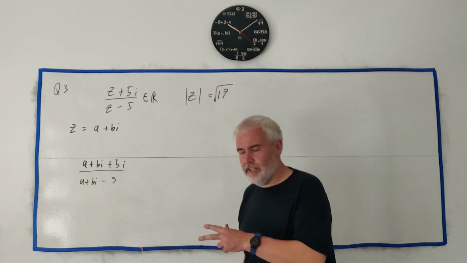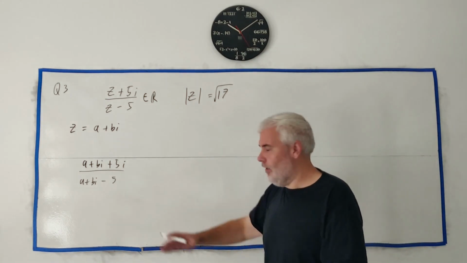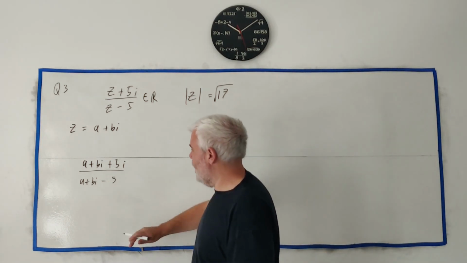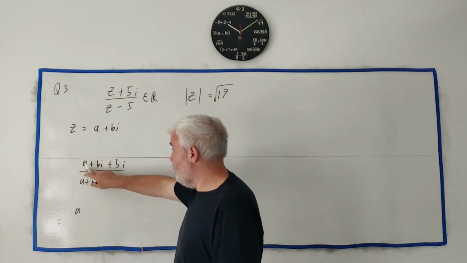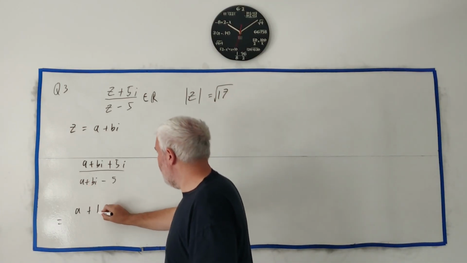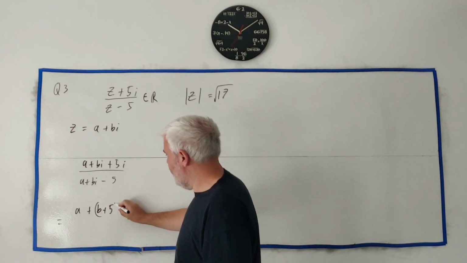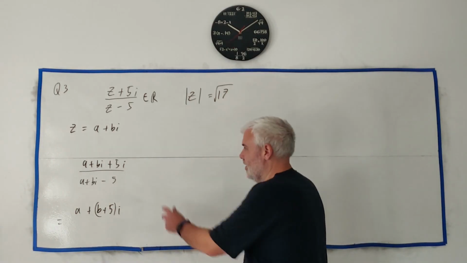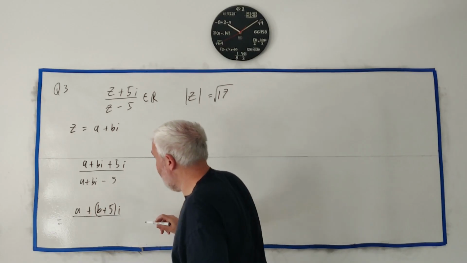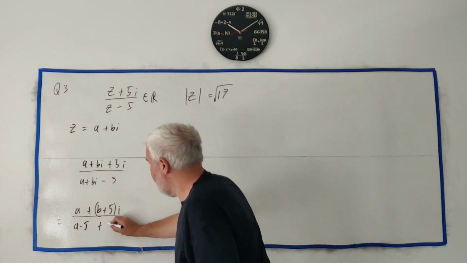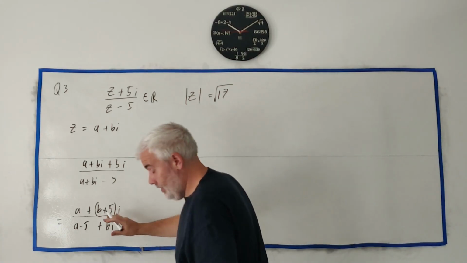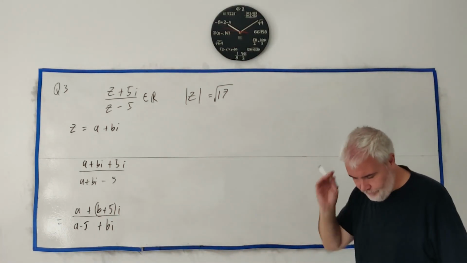And I'm going to rearrange this so all the real parts are together and all the imaginary parts are together. So what I mean is this top row will now become a is the only real part, and b plus 5 is the imaginary part with an i here. This is the same thing. On the bottom row, the a minus 5 is the real part, and the bi is the imaginary part.